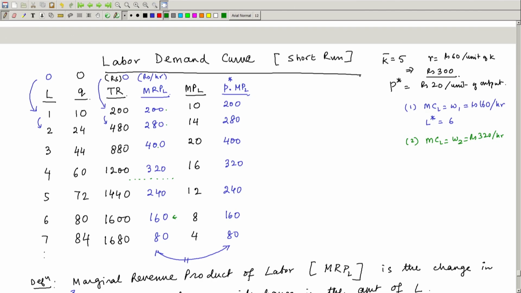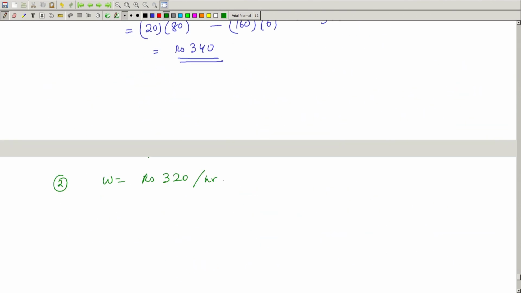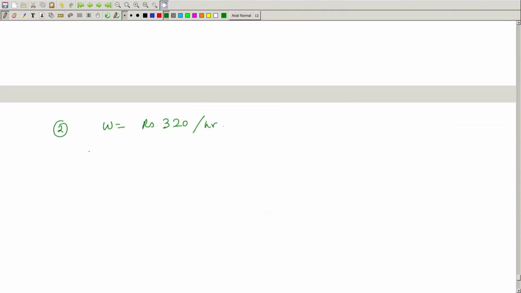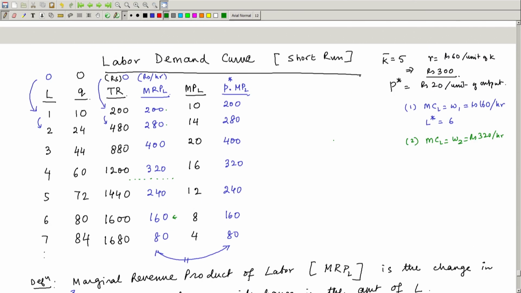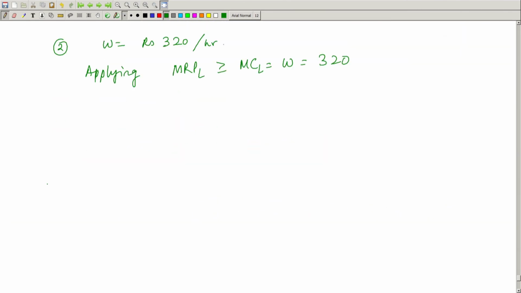Okay. So, applying the rule, marginal revenue product of labor is greater than or equal to the marginal cost of labor, which is equal to the wage, which is equal to 320. The amount of L that I have here is 4. So, my L star is equal to 4.